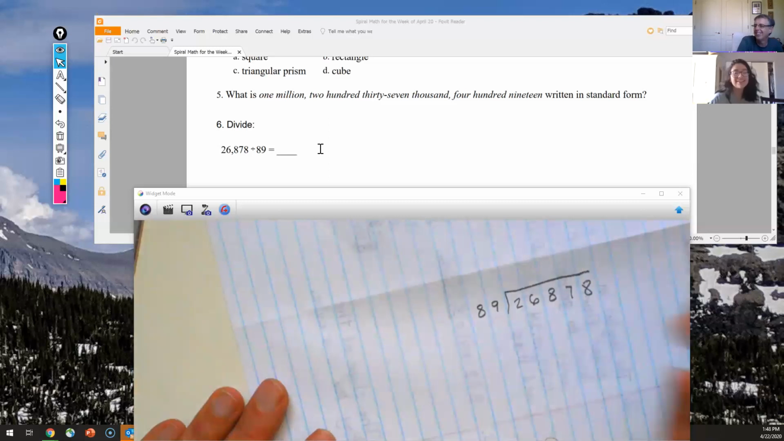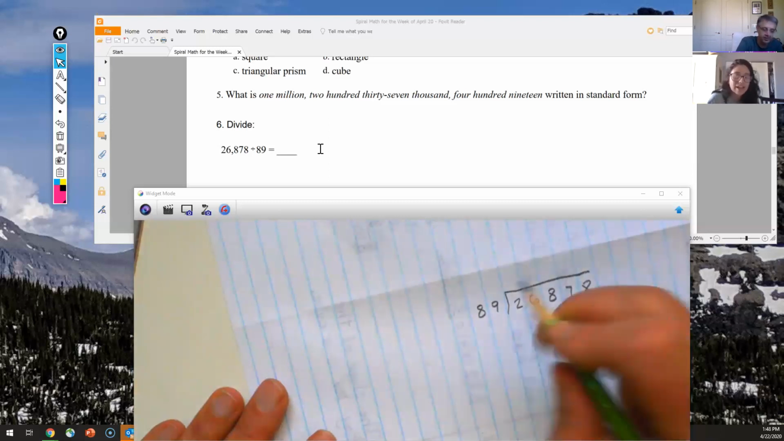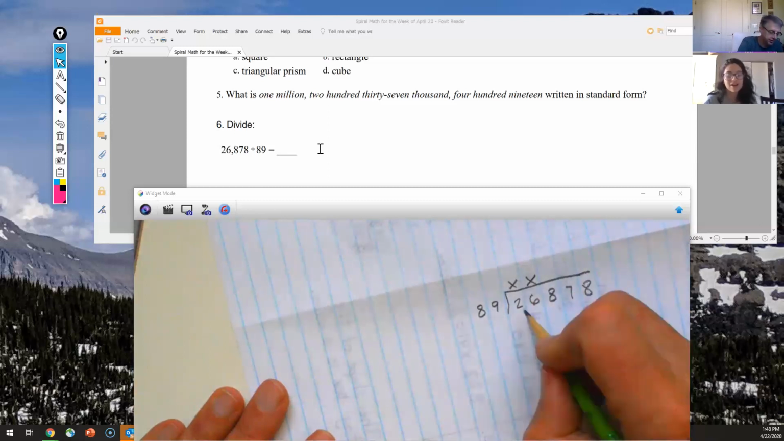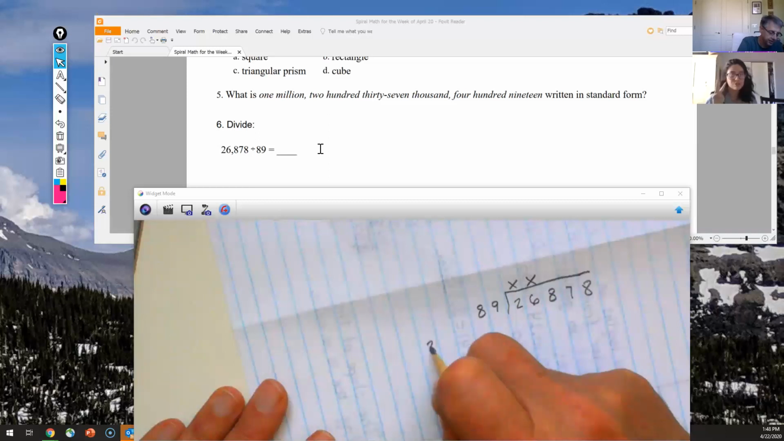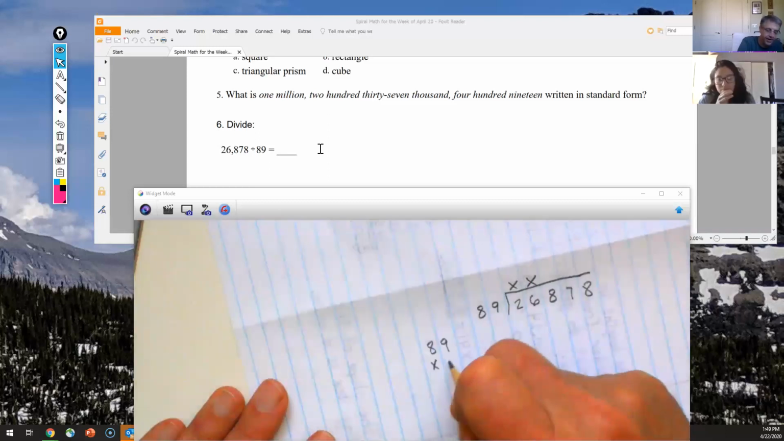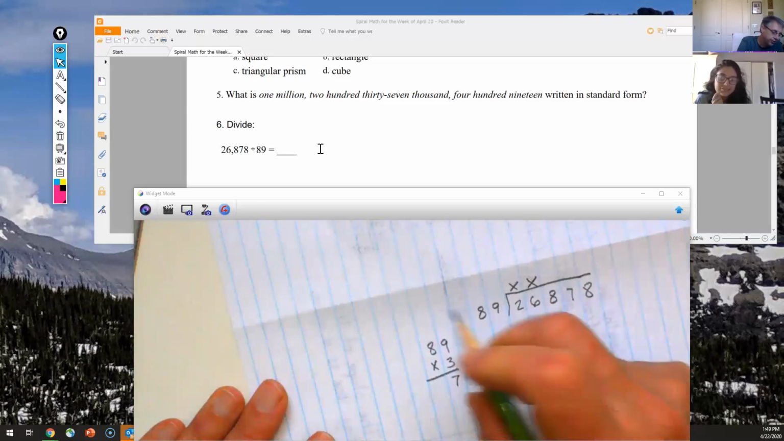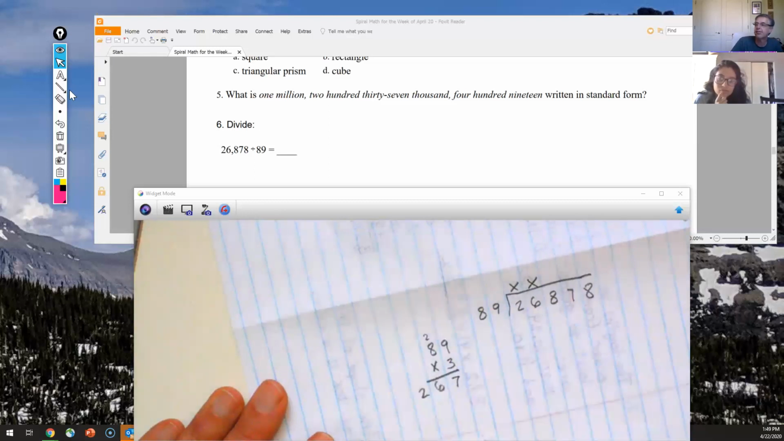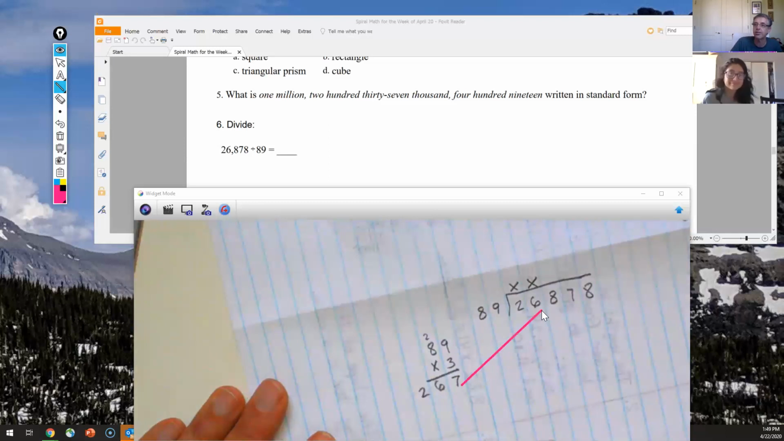So 89 can definitely not go into 2. 89 can't go into 26, but it can go into 268. And if I am calculating correctly, I believe it's 3 times. Let me multiply that out and see. 9 times 3 is 27. 8 times 3 is 24 plus 2 is 26, 7. Wow. That's actually really close to 268 and not more than 268. So we're good to go.